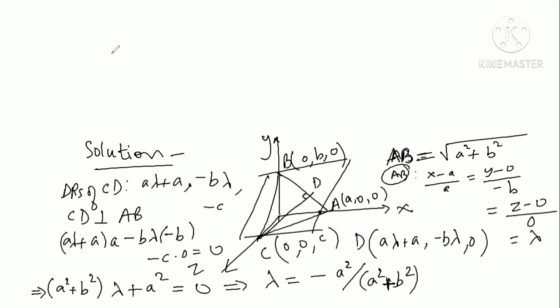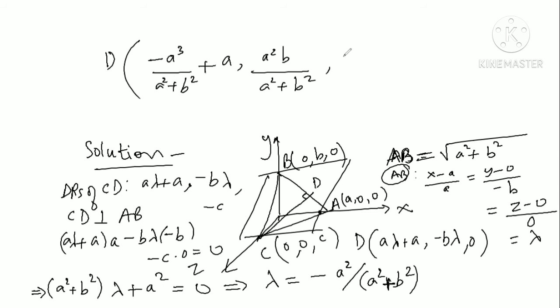Now since we know the value of lambda, we can substitute in the coordinates of d. So coordinates of d will be a lambda plus a. So a lambda will become minus a cube divided by a square plus b square plus a. Then minus b into lambda, so minus b into minus a square, it will become plus a square into b divided by a square plus b square, and then z coordinate is 0.